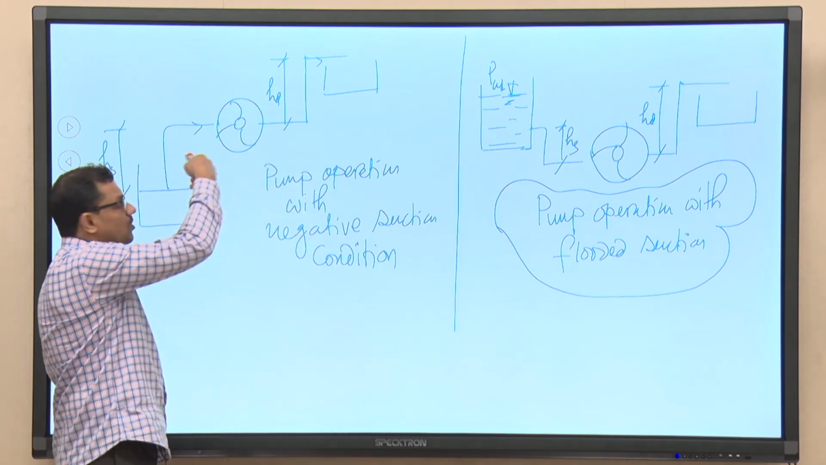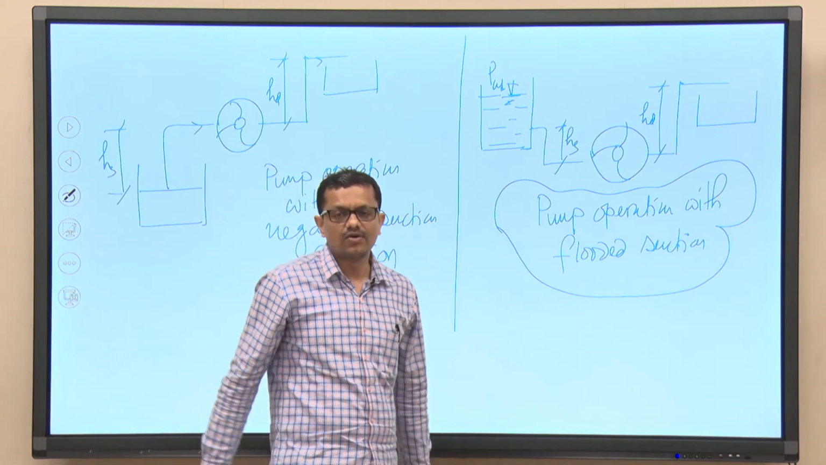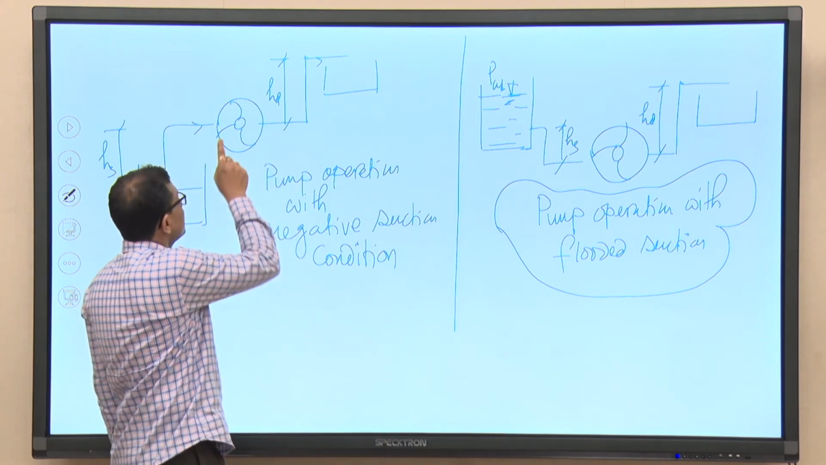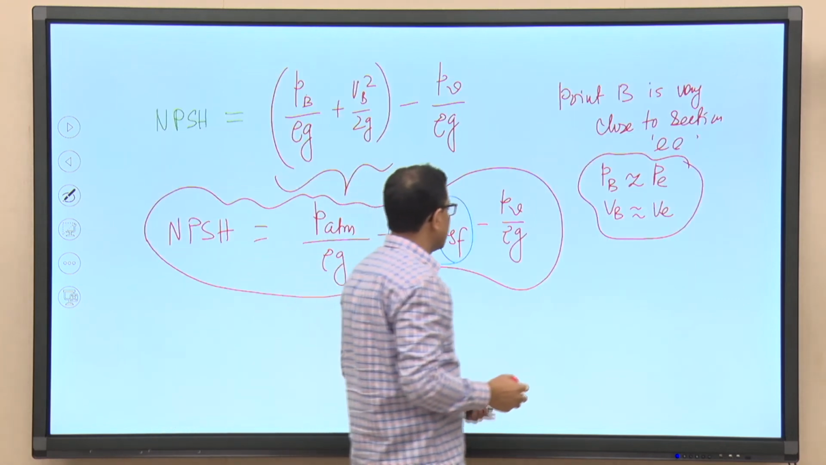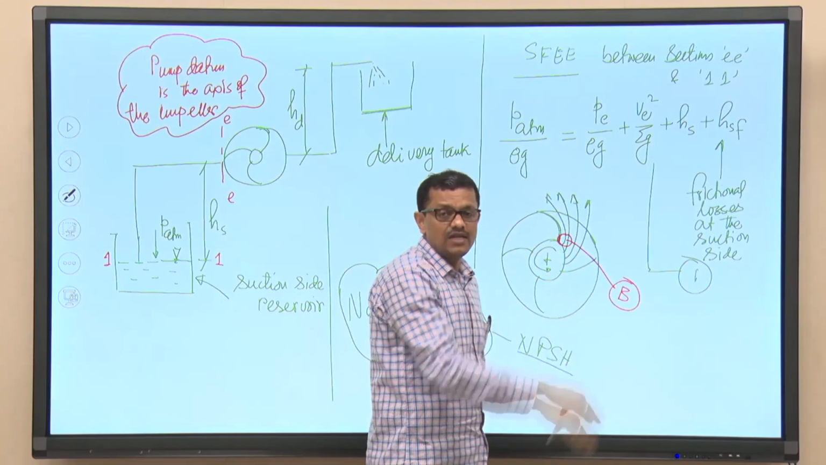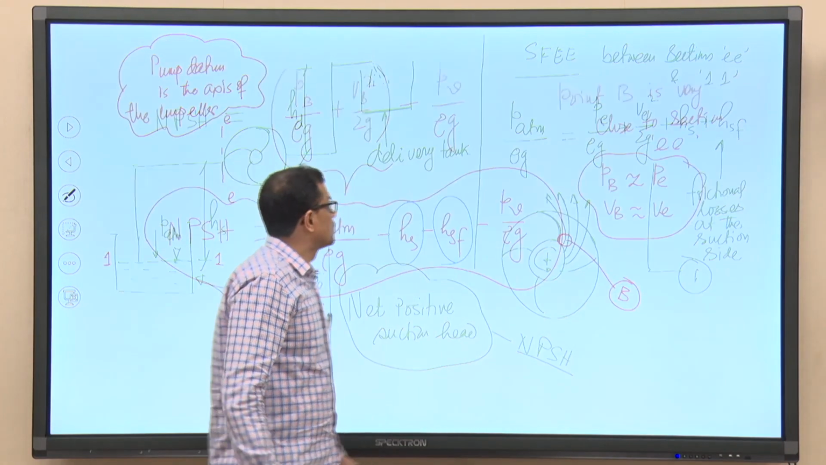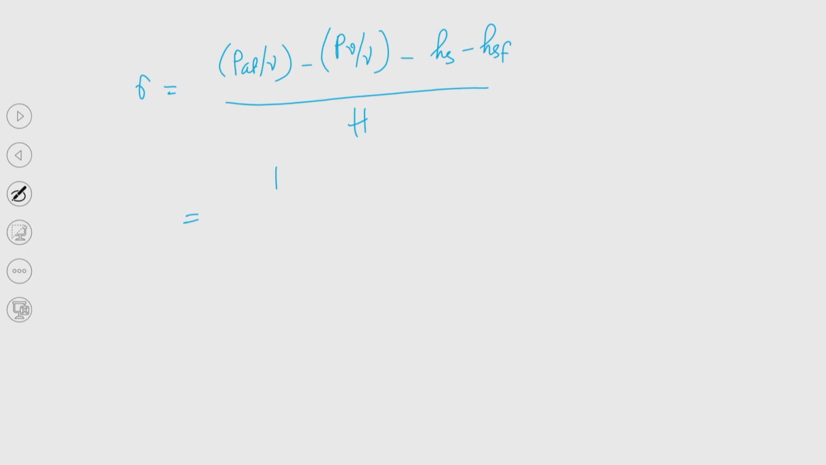So, at least the critical value of sigma, that is sigma critical, when. That means we need to understand what is the pressure at the inlet to the pump. If we go back, what is the minimum pressure available at point B, that is the inlet to the pump, that is at the eye of the pump? So, if we try to write this expression: P_atm by gamma minus P_B by gamma minus H_s minus H_sf, by H.